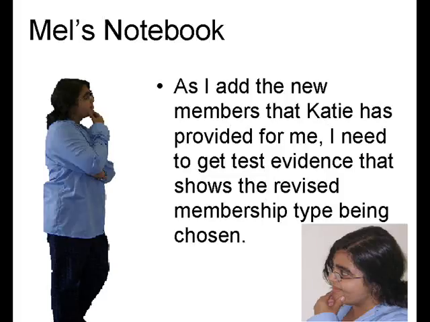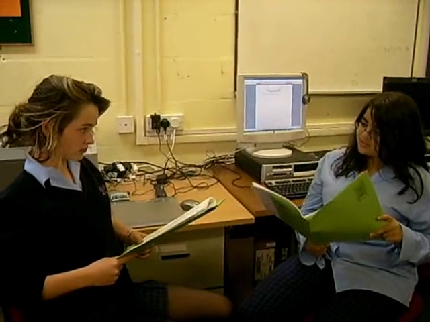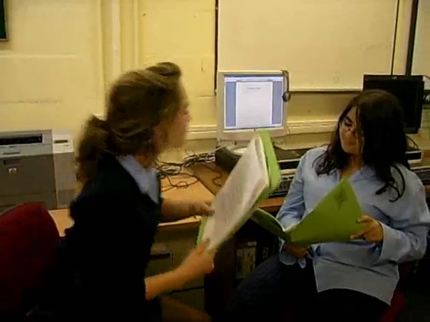As I add the new members that Katie has provided for me, I need to get test evidence that shows the revised membership type being chosen. So now I have two different tests to do altogether. Yes. Thanks for all your help.